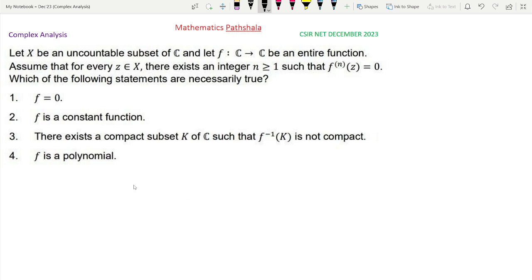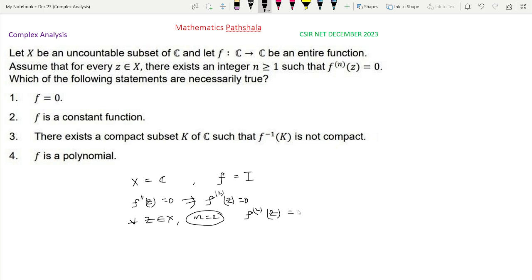First, if we simply take this uncountable set X equal to C, the whole complex plane, and take f equal to the identity mapping, that is f(z) equal to z, then clearly we have f'(z) equal to 1 for all z, and also f''(z) equal to 0. So we can conclude that for all z belongs to X, with n equal to 2, f^(2)(z) equal to 0, that is, the given condition of the question is satisfied.